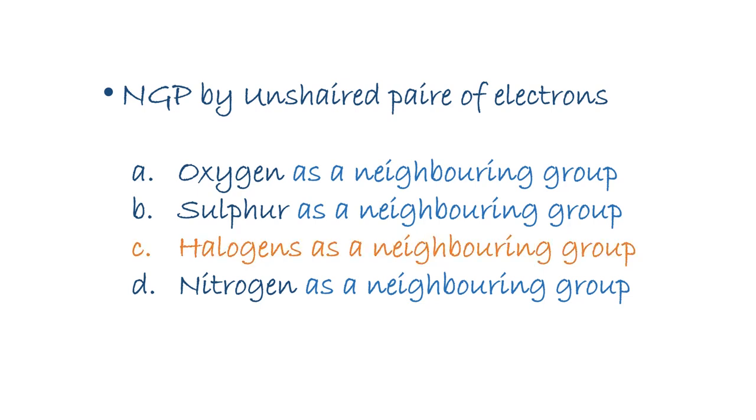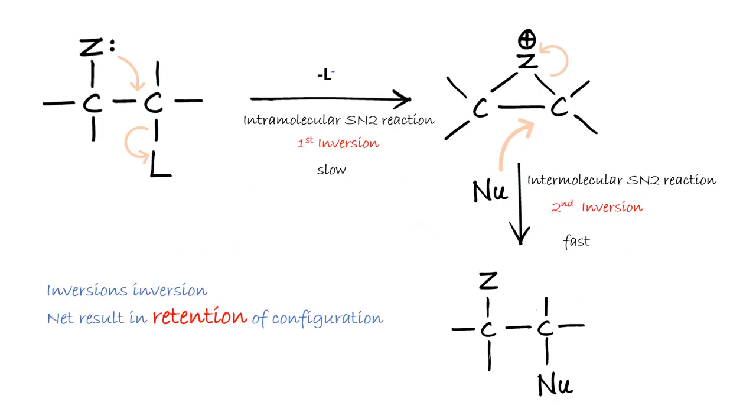Let's see. In the last lecture, we discussed that if there is any atom or group containing a lone pair of electrons, which can act as a nucleophile, then that nucleophile may attack the carbon which contains the leaving group. After the attack of these electrons, the leaving group is eliminated as L minus. So this will be an intramolecular SN2 reaction which will give you the first inversion, and this is a slow step.